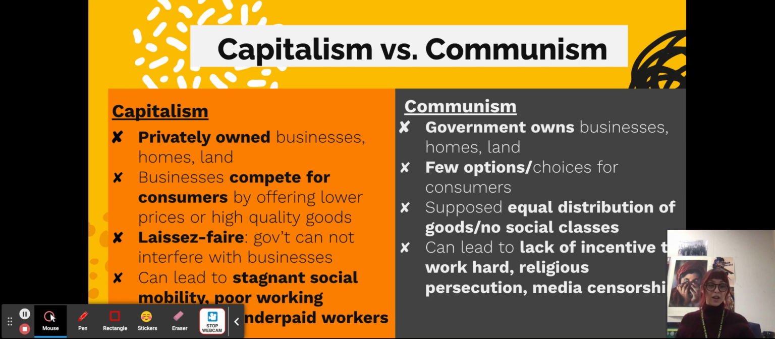And when the government owns businesses or homes and land, there's no more competition, right? You don't see all these private businesses competing for profit, which means that there's less products to choose from. And so really our only option as consumers is to choose from what the government itself can provide us.